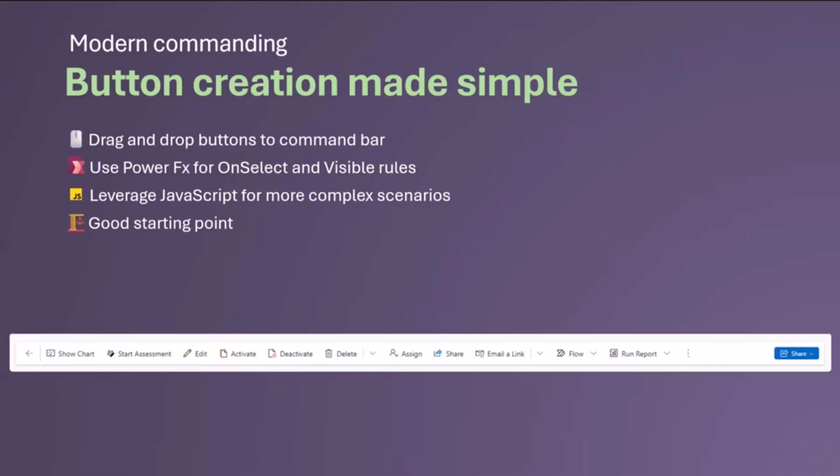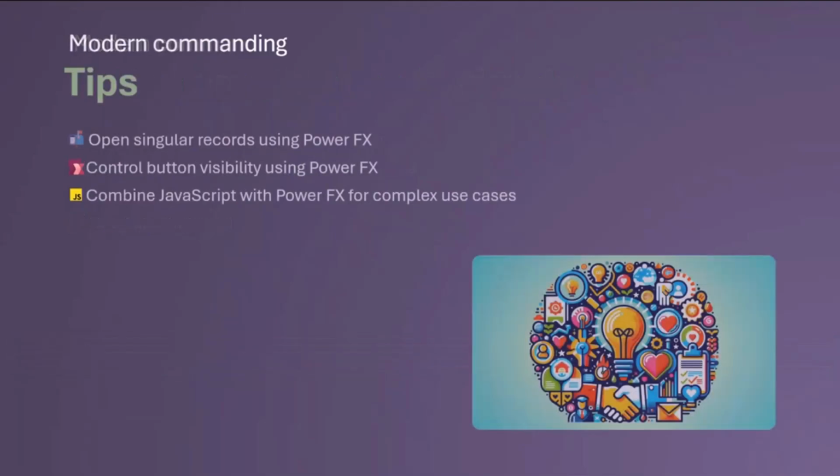So we can now leverage Power Fx with these buttons to deal with the on select and the visible rules. Where things get a little bit more complex, JavaScript can still reign supreme there, but for patching or controlling visibility based on context of a record or something like that, they're great. So I feel they're quite a good introduction into customization in a model-driven app. JavaScript can be a bit more complex, and if you don't come from a pro code background, then this is the perfect choice.